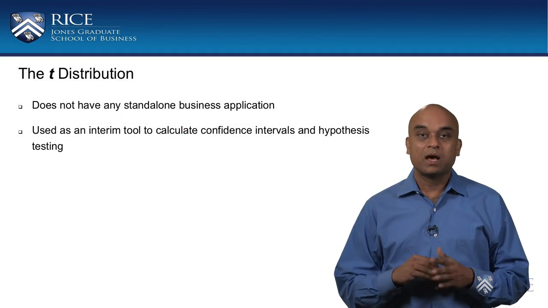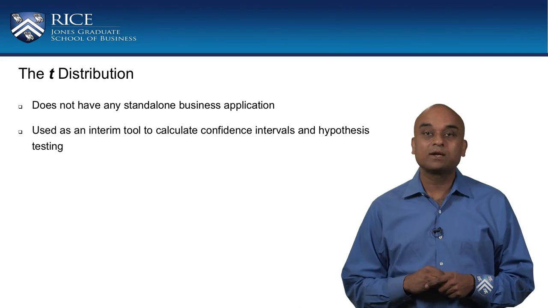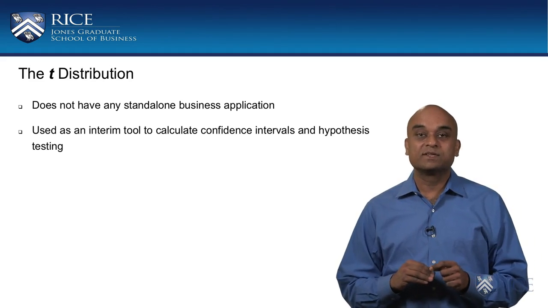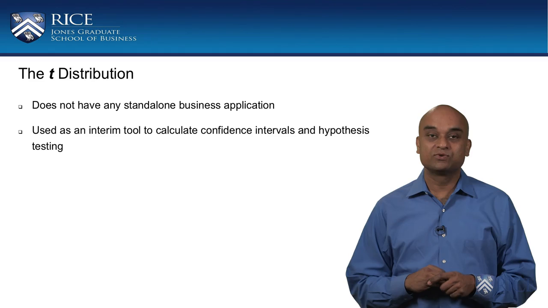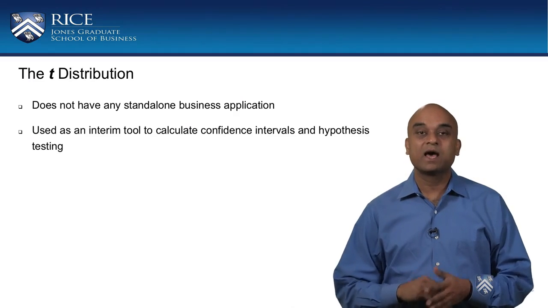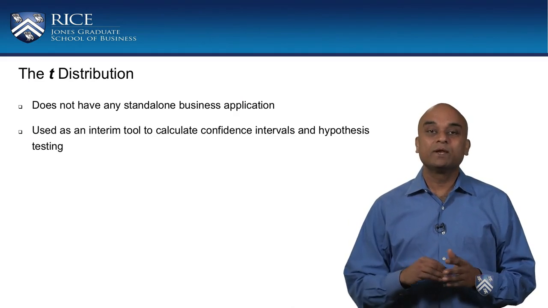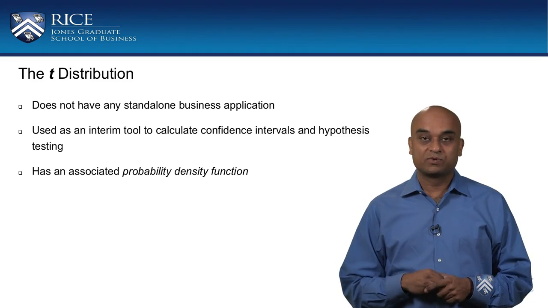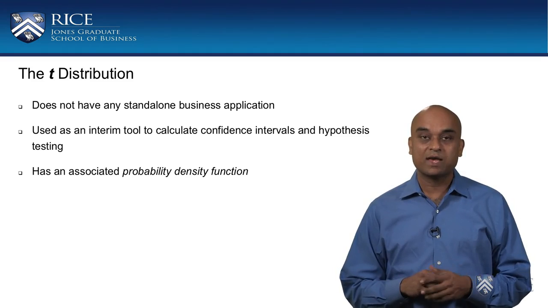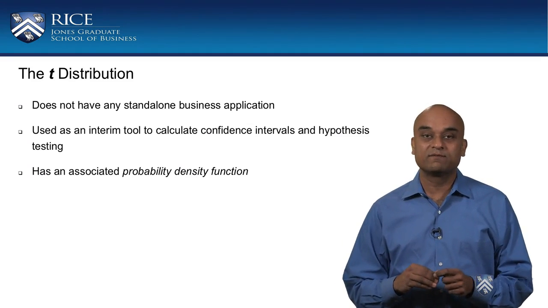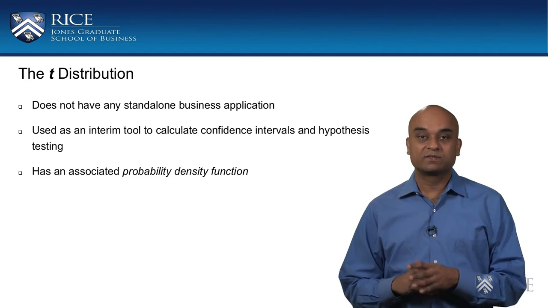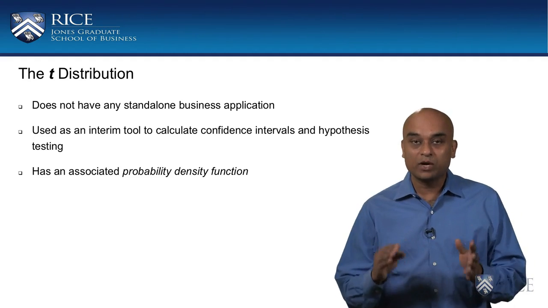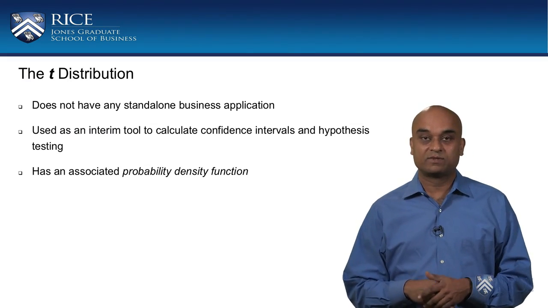The T distribution, unlike the normal distribution, does not have any standalone business applications. Rather, it is used as an interim tool for the calculations used in coming up with confidence intervals and hypothesis testing, which we will be introducing in subsequent lessons. Just like any statistical distribution, the T distribution also has an associated probability density function, a continuous density function. However, we will not be introducing the same in this lesson. You may look it up in any textbook or internet references.